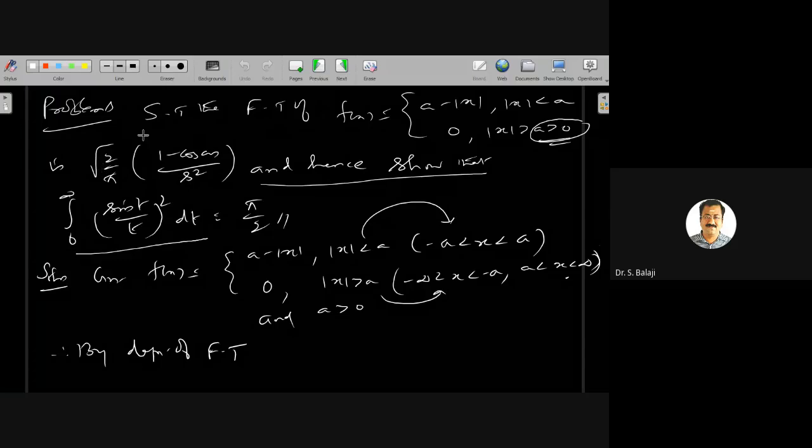Now, with the help of the obtained result, they are asking what the value of this integral will be. You have to show that pi by 2 equals the integral from 0 to infinity of sin square t by t square. In the obtained result, this is f of s, the Fourier transform. 1 minus cos theta can be written as 2 sin square theta by 2. So you can write 2 sin square as by 2, over s square.